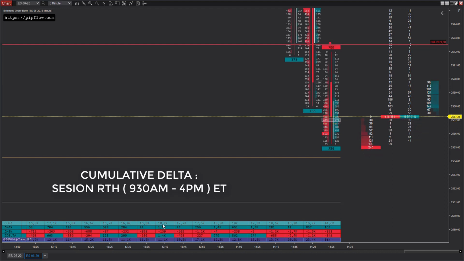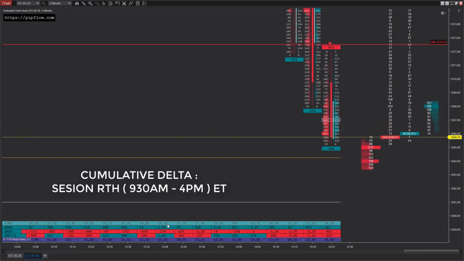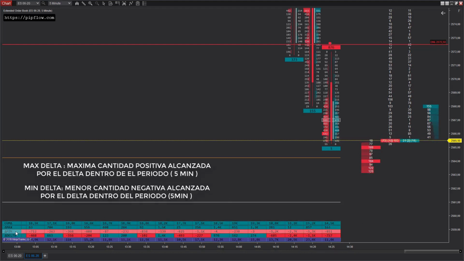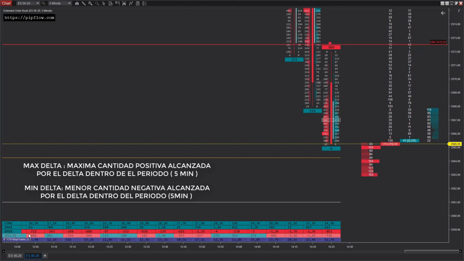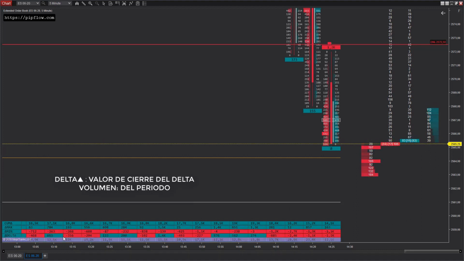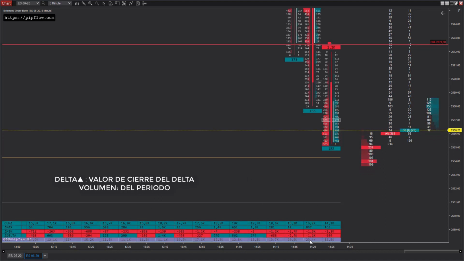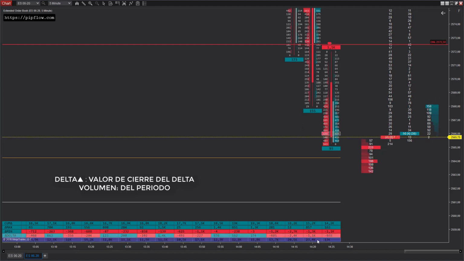This accumulated delta will start to be calculated when the American session opens at 9:30 a.m. We have the maximum delta, the minimum delta of the period, the net delta, and one of the most important characteristics that we can follow when trading is the volume of the period. It is very important to always compare the relative volume when making entry decisions.